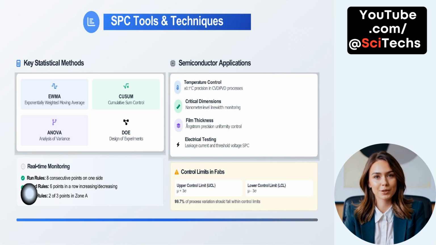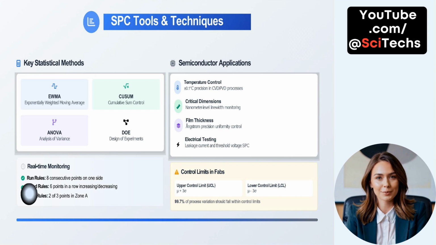Real-time monitoring involves rules like 8 points on one side of the mean, 6 points trending up or down, or 2 of 3 points in Zone A. Finally, control limits in fabs are set at plus or minus 3 standard deviations from the mean. This captures 99.7% of normal process variation, helping to identify outliers early and avoid costly defects.